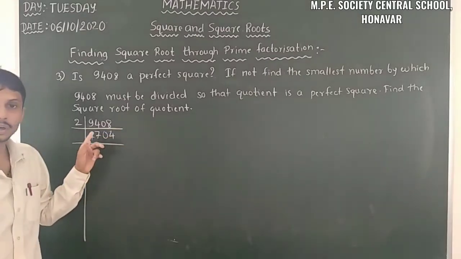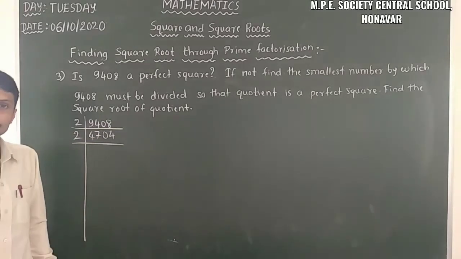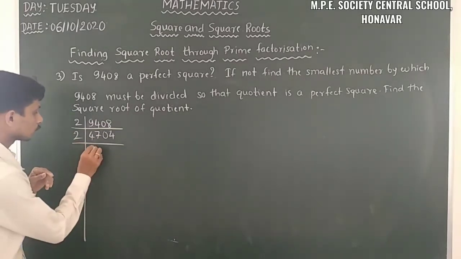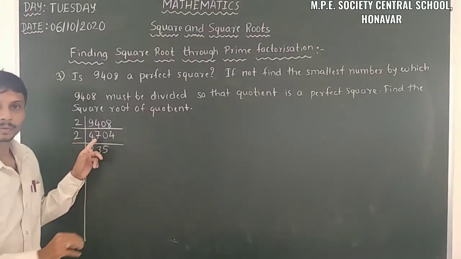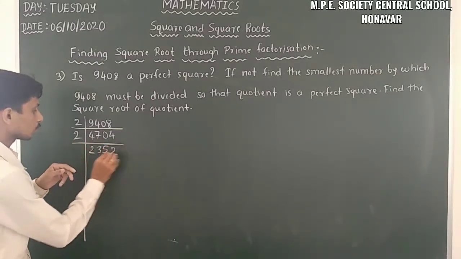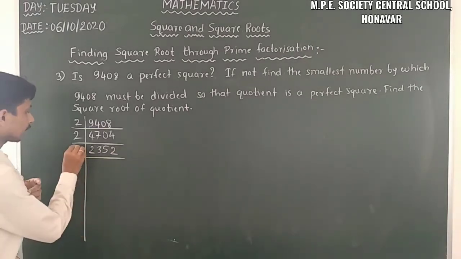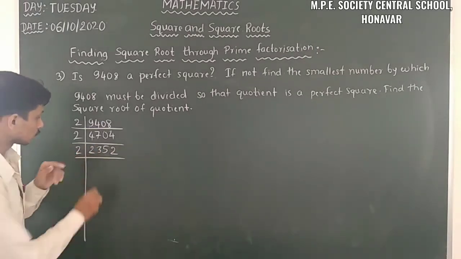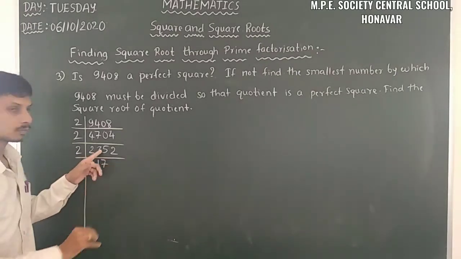Then again we got an even number. You can take 2 here. Then 2 into 2. Then 2 into 3, 6. 1 remains, 2 into 5, 10, 2 into 2, 4. Again it's an even number. Then you can take another factorization by 2. So then 2 into 1, 2 into 1, 1 remains. 2 into 7, 14, 1 remains.